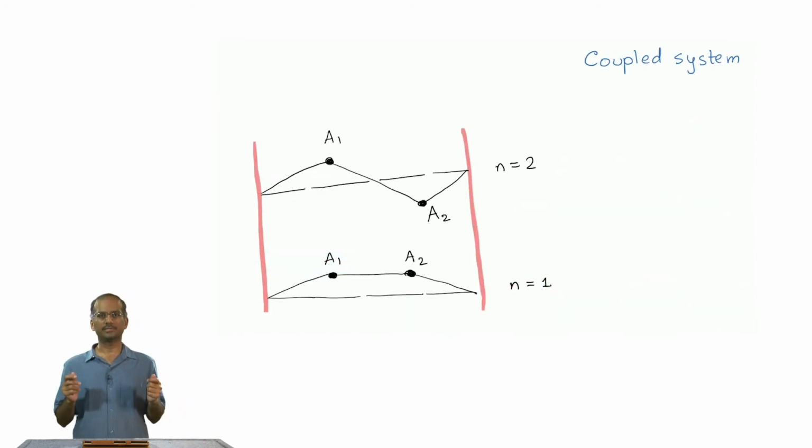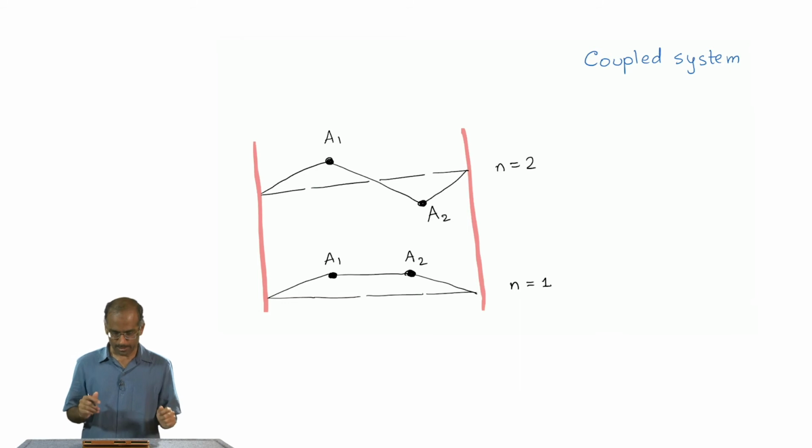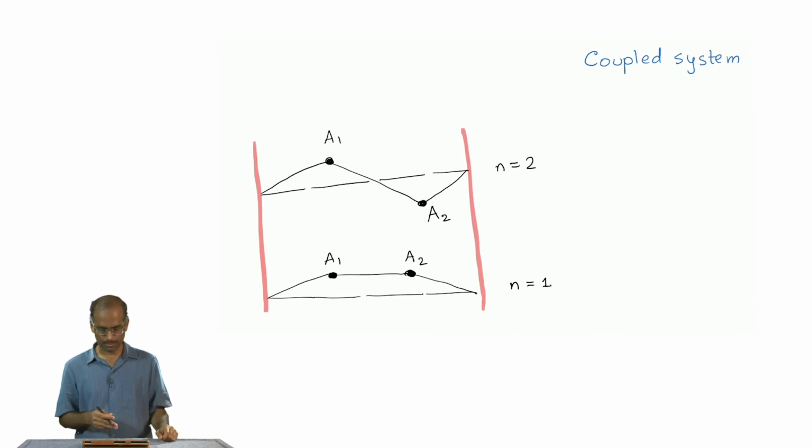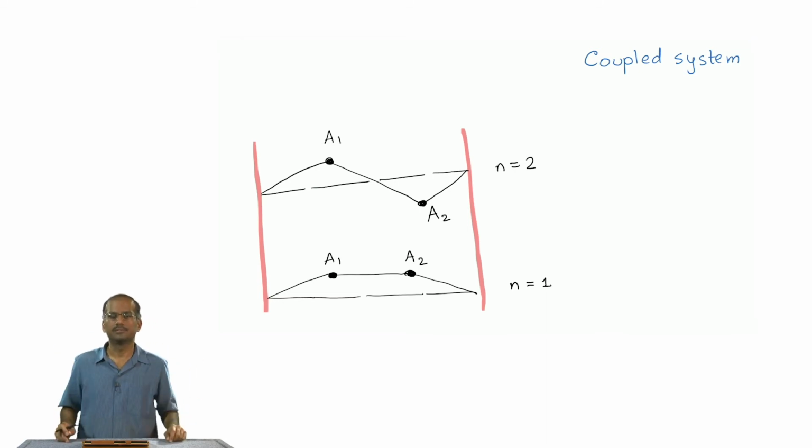Next, we asked the question, what if I couple particles? Now they interact with one another. You cannot anymore assume independence if I have two particles like I have shown in this slide here, where the two particles are coupled by a string.